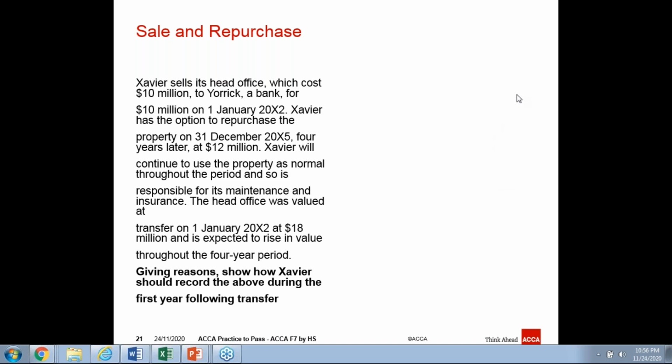So did you people solve the question? Xavier sold its head office, which cost 10 million, to Zurich, a bank, for 10 million. Xavier has the option to repurchase the property on 31st December, 4 years later, at 12 million. Xavier will continue to use the property as normal throughout the period and so is responsible for the maintenance and insurance. The head office was valued at transfer on 1st June 2002 at 18 million and is expected to rise in value over the 4 year period.